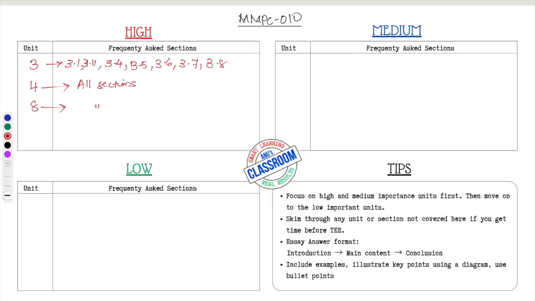Okay, so unit 4 is demand concepts and analysis. Unit 8 is short run cost analysis. Unit 3 is the basic concepts and techniques. Okay, so these are the high importance units and the sections.